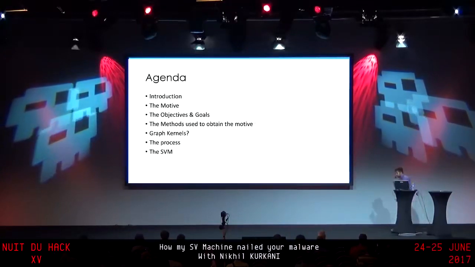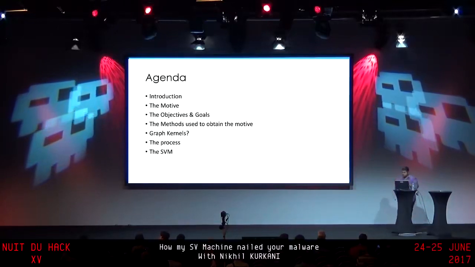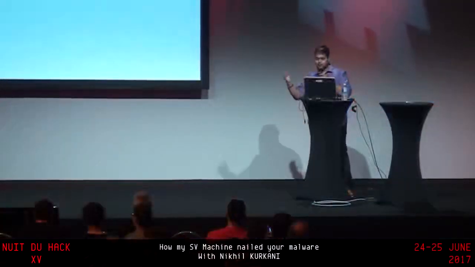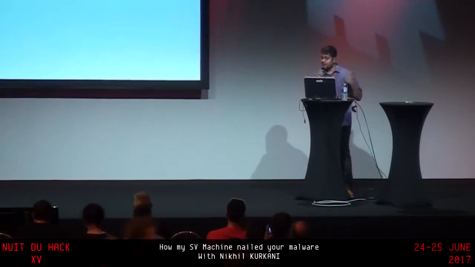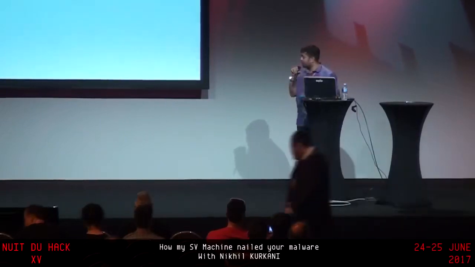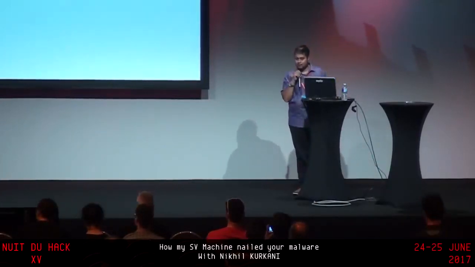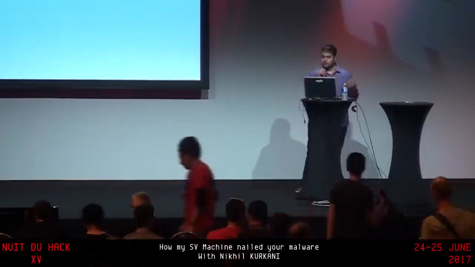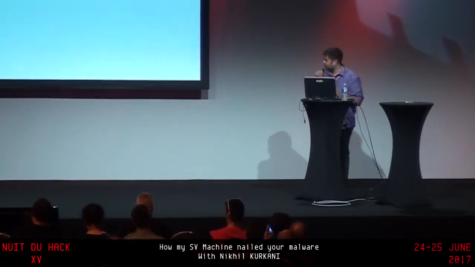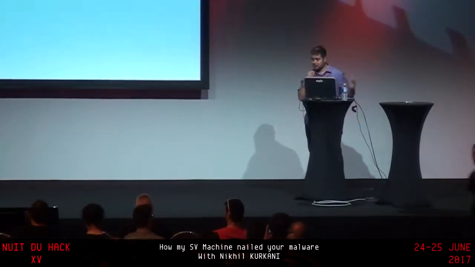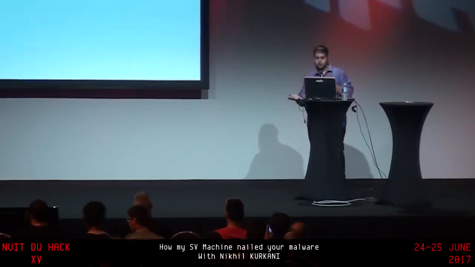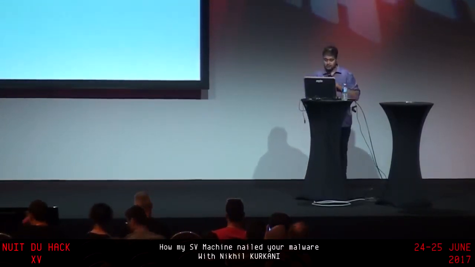Okay, so coming back to the agenda. These are a couple of things that we are going to be covering today, starting off from the introduction, the motive why we tried to do this kind of experiment, and the objectives and the goals, and the method that we used to obtain the motive. Then what exactly are the ways that we tried to get this working? One major component was the graph kernels. Implementing graph kernels was the game changer in our situation. Then the next is the whole process, how it was done, and so on. The last is the SVM, which is how the classification of the malware and the non-malware applications happens.